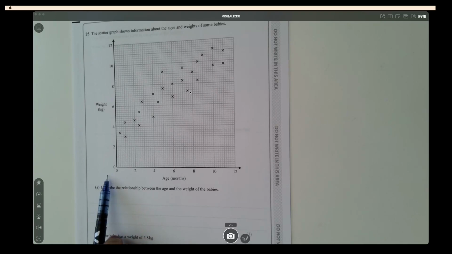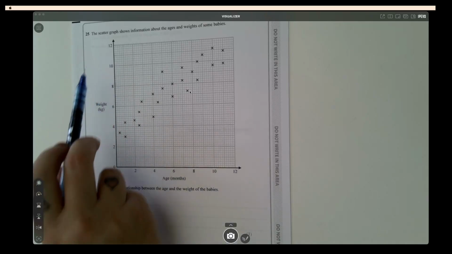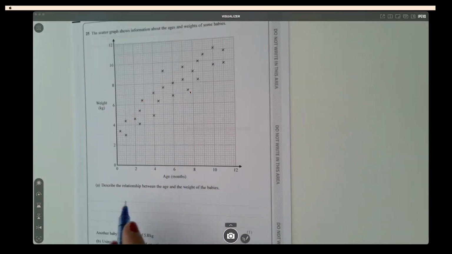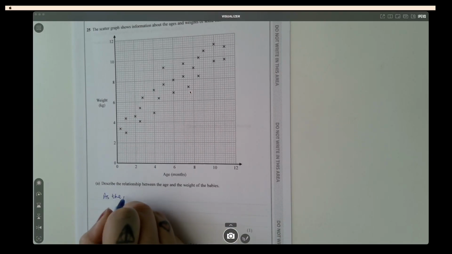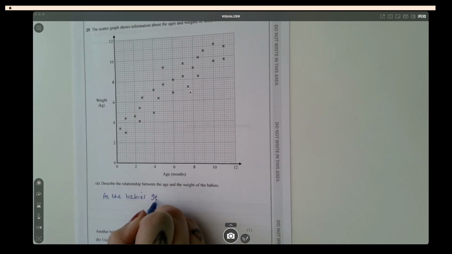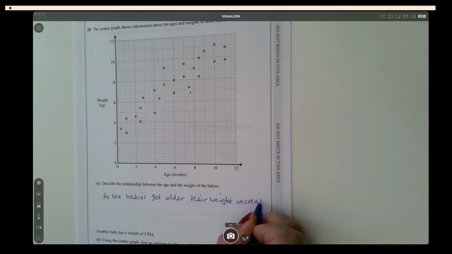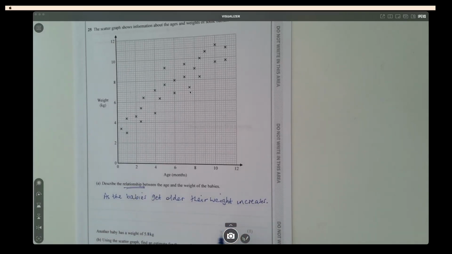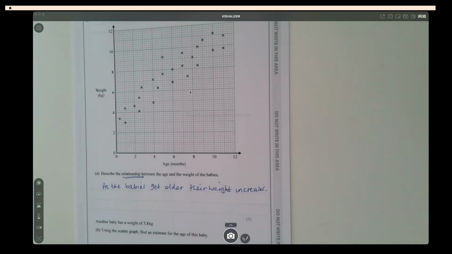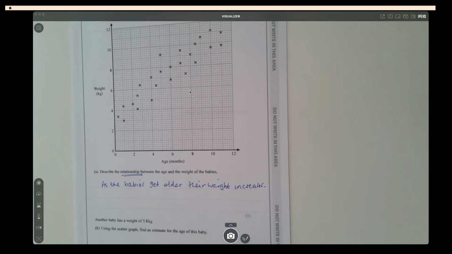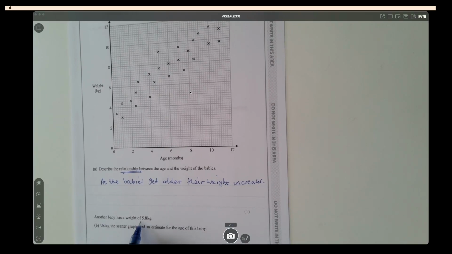So what we can say is that as the babies get older, their weight increases, because the points are going upwards. And because it's asked us to describe the relationship, we're not simply putting positive or negative correlation, we're explaining what's happening. So another baby has a weight of 5.8 kilograms. Using the scatter graph, find an estimate for the age of this baby.